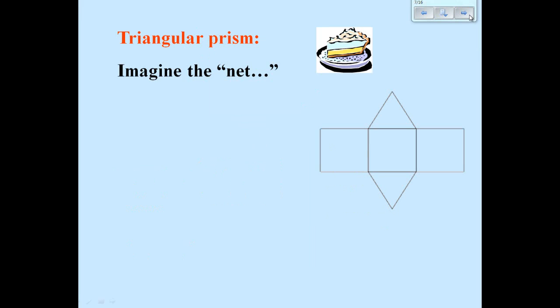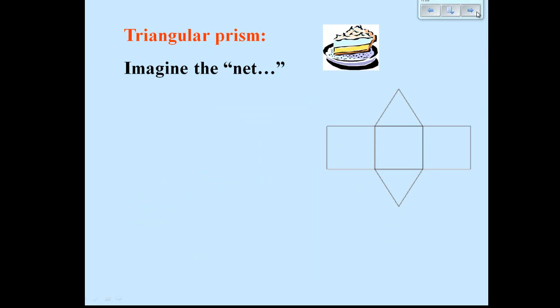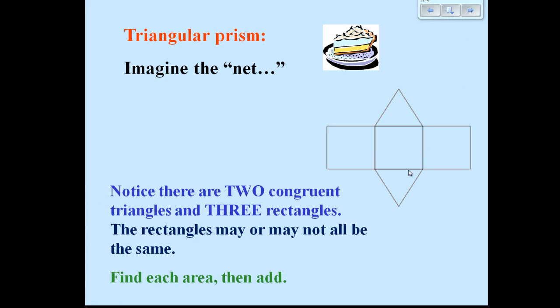Okay, now we talked a little bit about nets. Nets are very important in your understanding of mathematical shapes. If we unfolded it, what would it look like? So a triangular prism has triangles on either end, and then it kind of wraps around the triangle. Okay? Notice there are 2 congruent triangles and 3 rectangles. This one looks like it could be an equilateral triangle, but you can't assume that. Okay? That's where it says the rectangles may or may not be the same. So you're finding each area of these, it could be a scalene triangle. Each of these guys could be different, okay? So you need to remember that.